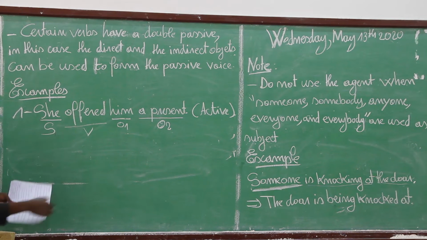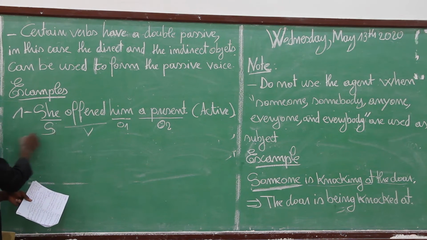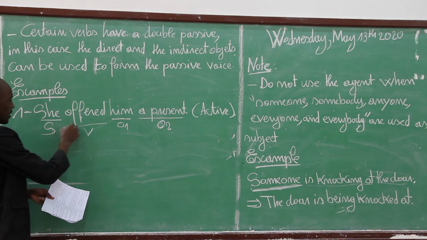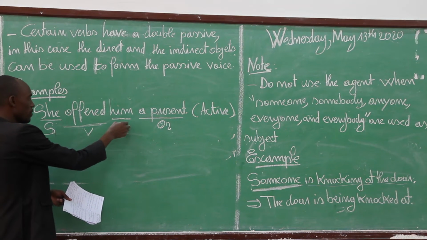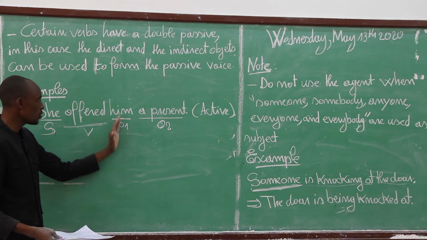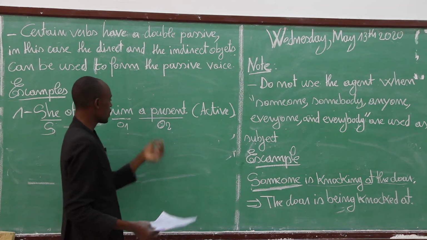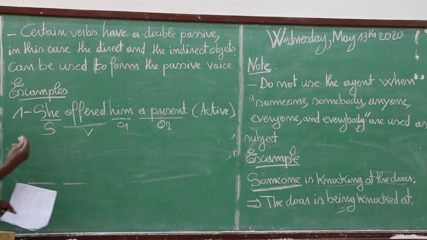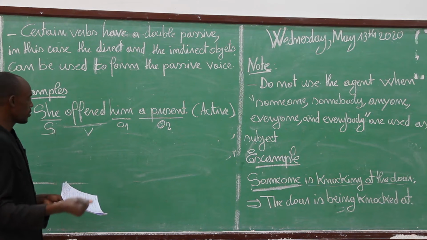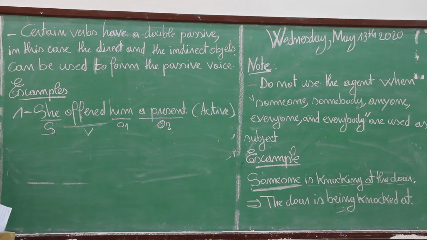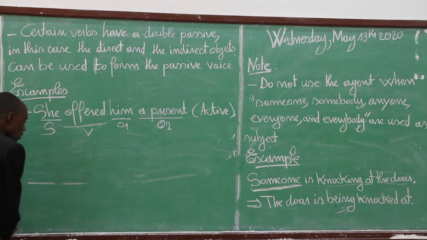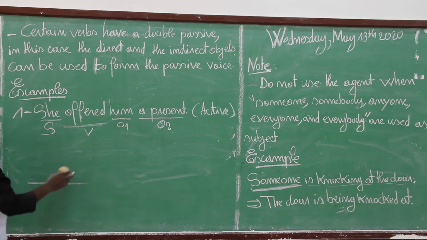Donc ici nous avons, dans cette phrase, nous avons le sujet. Après le sujet, nous avons le verbe. Après le verbe, nous avons un complément, le complément d'attribution. Ce complément est appelé le complément d'attribution. Et à la fin, nous avons le complément d'objet. Donc, nous avons deux compléments ici. Le complément d'attribution et le complément d'objet. Ces deux compléments peuvent être utilisés dans une phrase passive. Ok, on commence d'abord avec le premier complément.